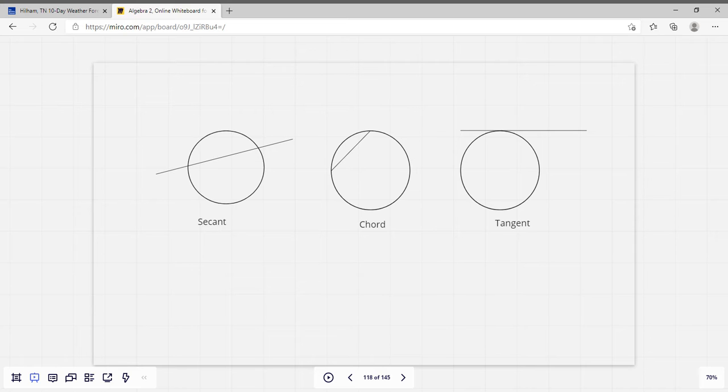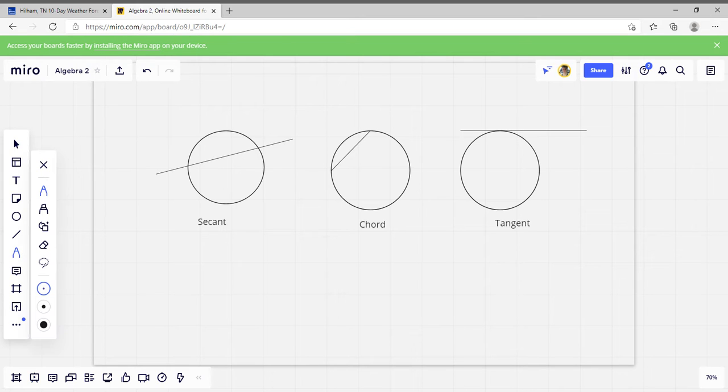A secant is a line that goes through a circle. The part that goes from one side of the circle to the other side of the circle, so the part of the secant right there to there, is called a chord. And then a tangent is a line that touches a circle but doesn't go through it.